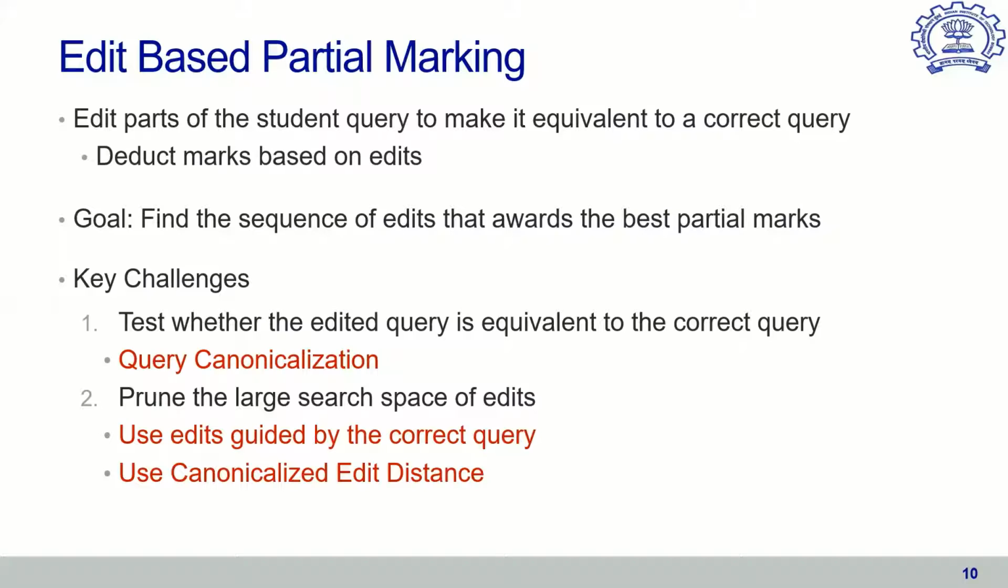There are two key challenges to this approach. First, how do we test if the query after edits is equivalent to a correct query? There are several ways to do it. We use query canonicalization as it is very cheap to use. The second challenge is that the search space of edits is very large. In order to restrict the search space, we use the difference between the student query and the correct query to generate guided edits, so as to guide the student query to the correct query. We also use the canonicalized edit distance to prune the search space, as we will discuss later.